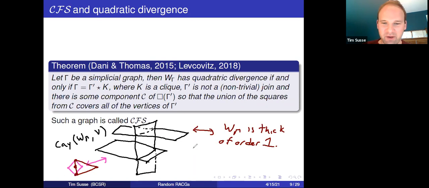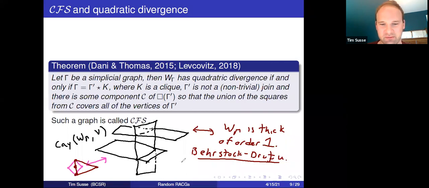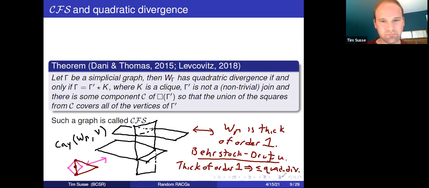And so it's a theorem of Behrstock and Drutu that a group that's thick of order 1 has at most quadratic divergence. And so that's sort of one of the steps in the proof here, sort of a visual understanding of why you would expect some property like CFS to encode quadratic divergence. And in fact, it does. The theorem of Dani, Thomas, and Levcovitz tells us that it does so precisely.